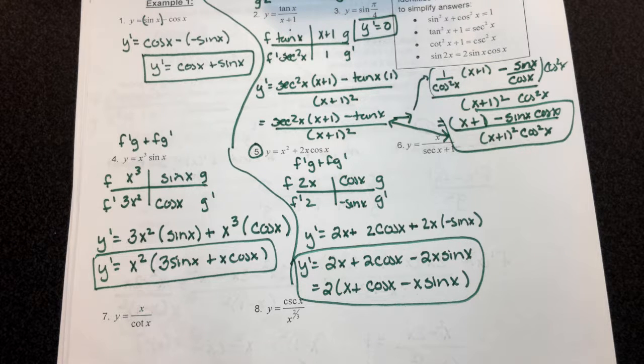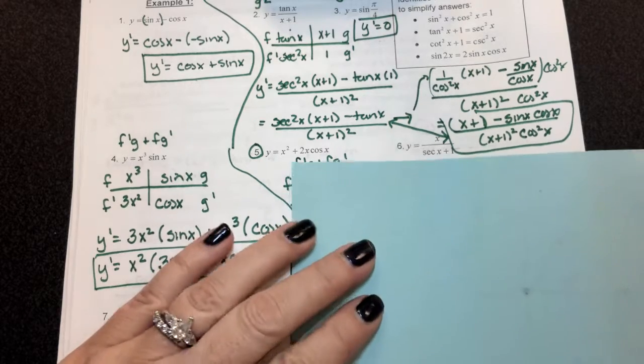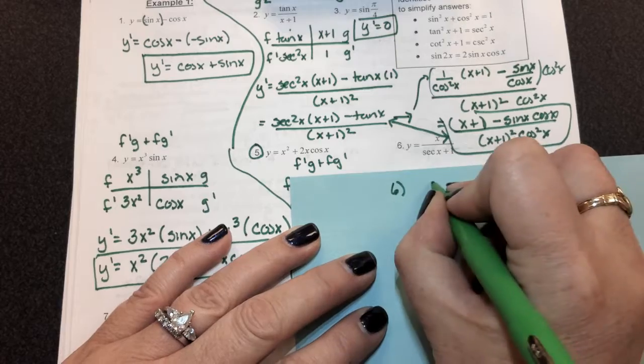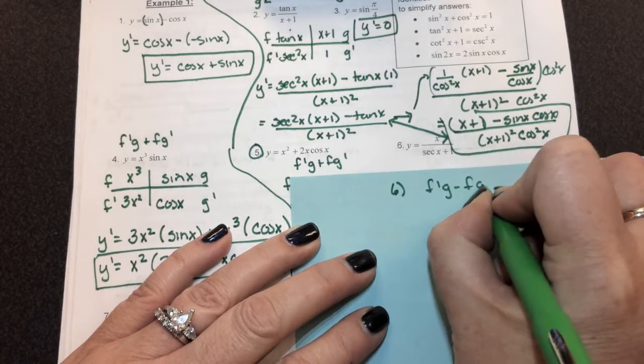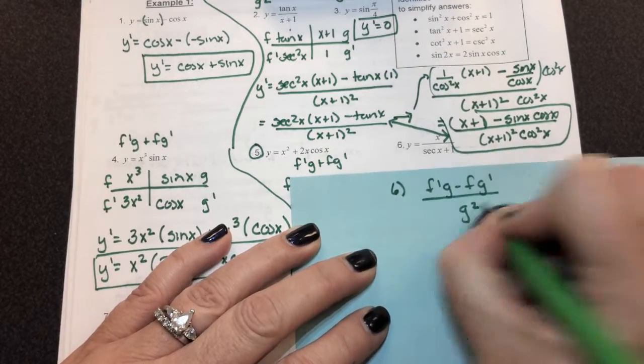What rule are we going to have to use in order to differentiate problem number 6? We're going to have to use the what? Quotient rule, exactly. So we're going to have to use the quotient rule. Again, I know my quotient rule is f prime g minus f g prime, square that bottom, and away you go.